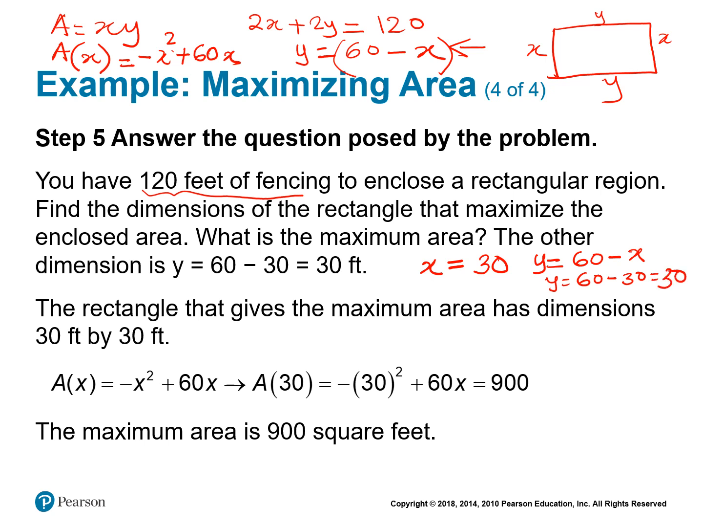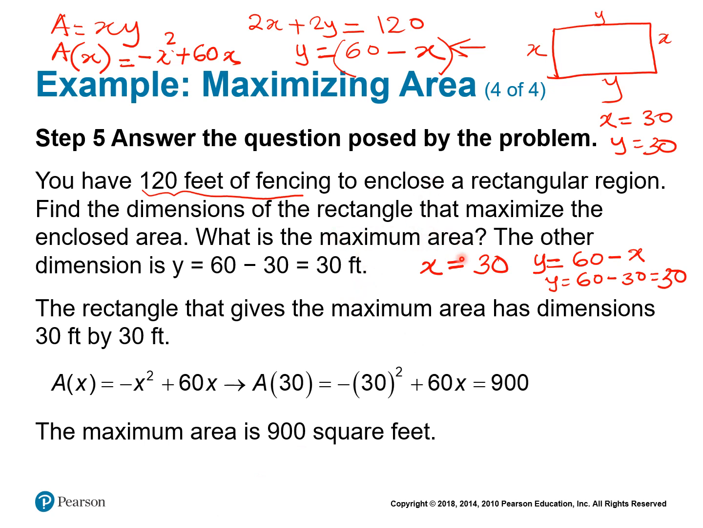So this, rather than being a rectangle, is going to be a square. Remember, a square has 4 equal sides, so to speak, right? So if x equals y, then this is really a square. So anyway, x equals 30, y equals 30. And the question is, what is the maximum area?